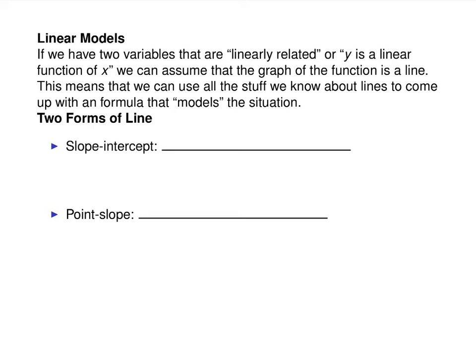Okay, but for now we're going to talk about models that are linear. So we have two variables that are linearly related, or y is a linear function of x. In that case, you assume the graph is a line, and it means you can use all the stuff you know about lines to make a formula that models the situation. So what is the most common equation? If I say equation of a line, you guys say what? Exactly.